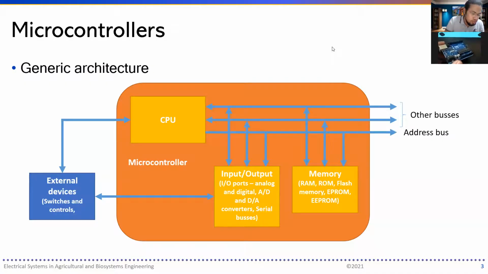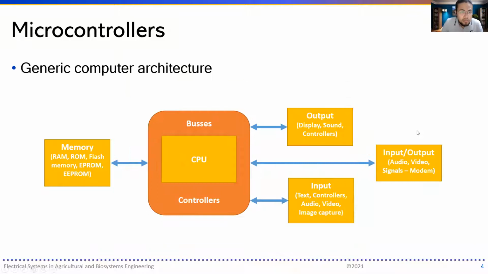Now let's try to compare the microcontroller to a PC, the generic design of a computer. So a computer has a CPU, or central processing unit, and it has buses and controllers. Actually, the buses and controllers are wires, and they are wired to output the display in the monitor, the sound, the audio, and other controllers. Now, you have also your input, and it's bidirectional, meaning it's going back and forth.